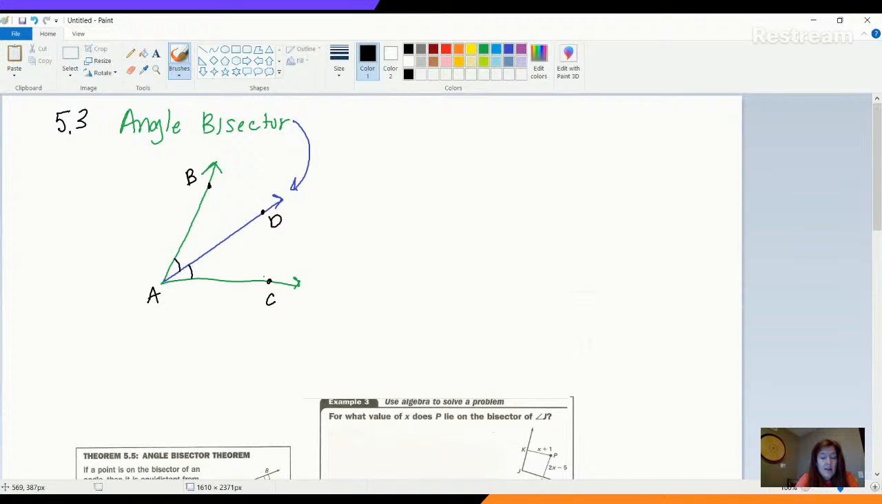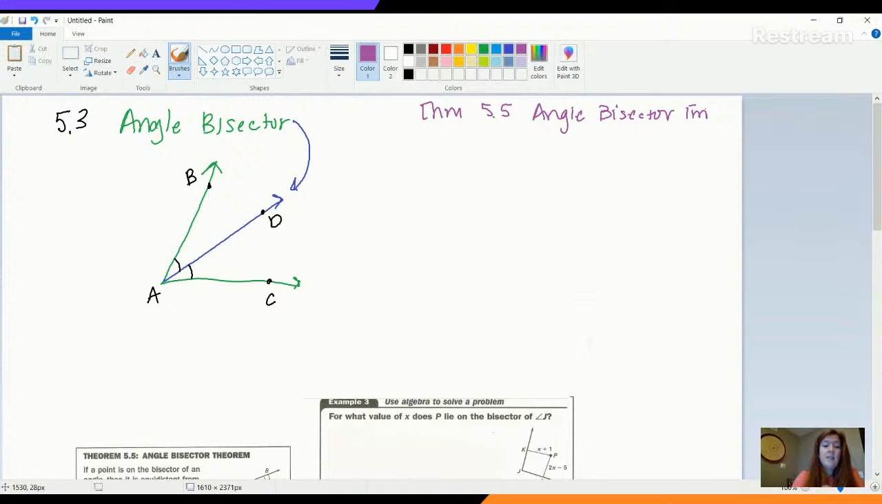So this is a theorem. Surprise, right? And it's down here. This is called Theorem 5.5, the angle bisector theorem. So let me read it to you, and then I'm going to show you in this picture. The angle bisector theorem says, if a point is on the bisector of an angle, then it is equidistant from the two sides of the angle.